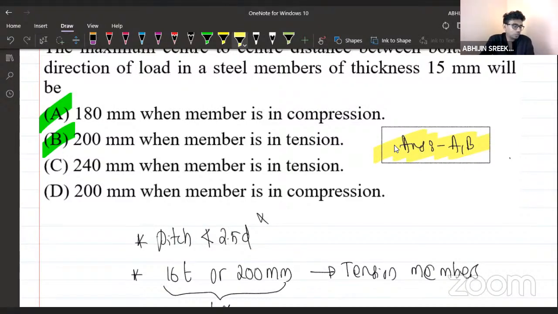Can you please explain why hinge won't occur at point B in the last question? At point B, plastic moment will not be reached. The moment will not reach MB there. One second.